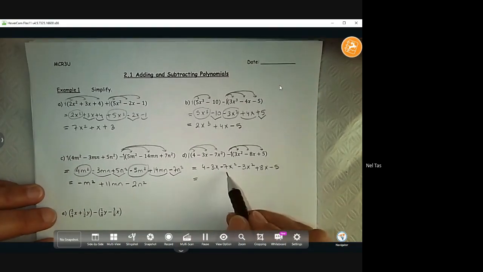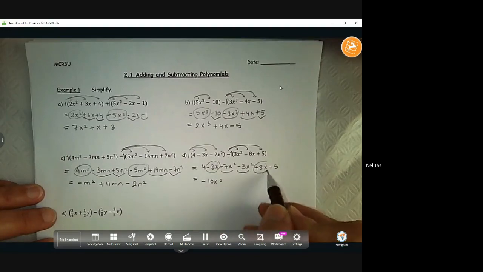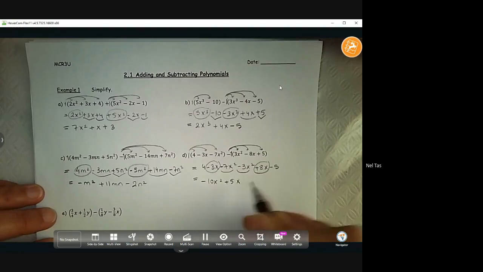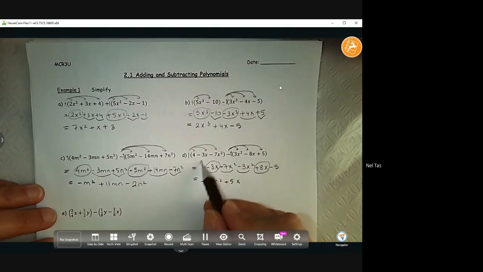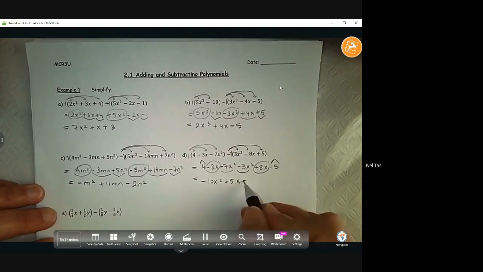Now collect like terms. Negative 7x squared minus 3x squared, so negative 10x squared. Negative 3x plus 8x, positive 5x. And we have 4 minus 5 gives you negative 1.